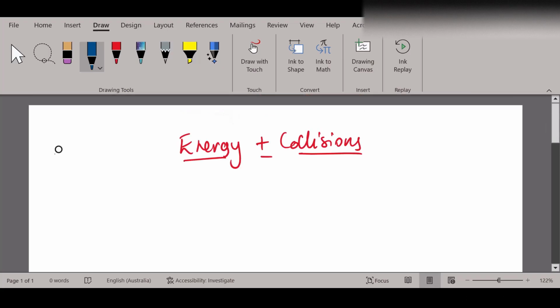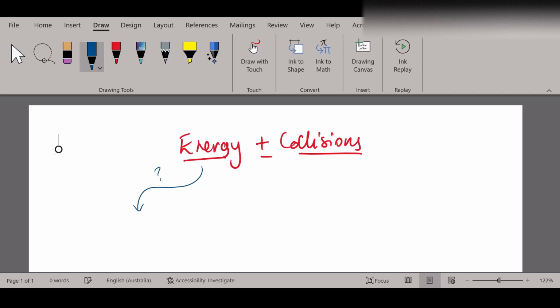Hello, everybody. Today, I'd like to talk about energy and collisions, as you see here. I'm going to start off by talking about what energy is and then explain how it applies to the context of momentum transfer we talked about last lesson.